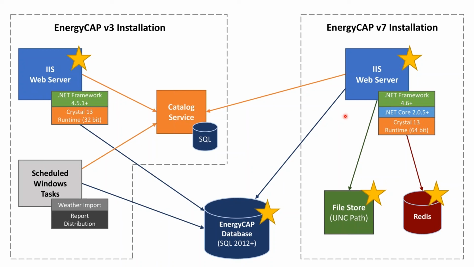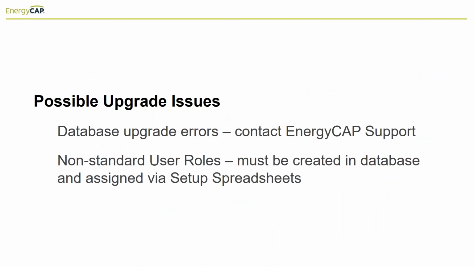As you're upgrading, there are a number of things that could trip you up along the way. Here are two in particular that you may run into. The first is a database upgrade error. So if you're in the process of upgrading the database and the database upgrade script errors in some way, please contact EnergyCAP's support team. We can assist you with that and help you through it. Maybe it's a particular configuration setting or something that's tripping up that database upgrade.